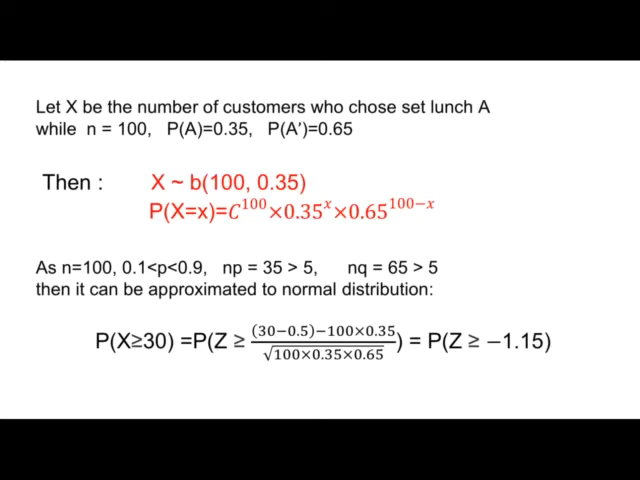However, it's hard to directly calculate the probabilities. Then we can find that np equals 35 and nq equals 65. They are both bigger than 5. Then we know that it can be approximated to a normal distribution. We use the formula and get that the probability of X bigger or equal to 30 equals the probability of Z bigger or equal to minus 1.15.